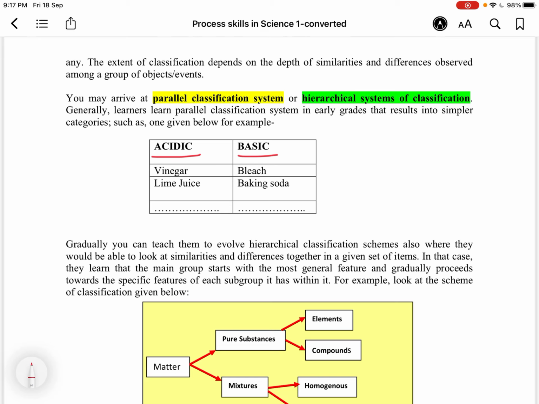This usually happens not at the elementary level, but at the secondary level we can teach. So, vinegar comes in the acidic group and bleach comes in the basic group. Lime juice is in the acidic group, baking soda comes in the base group. So this type of classification is called parallel classification.